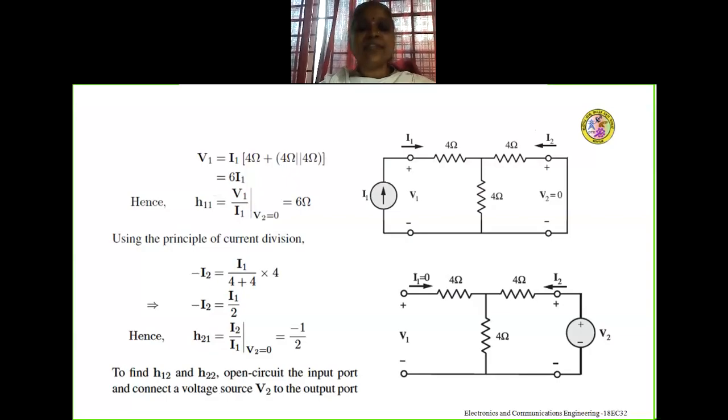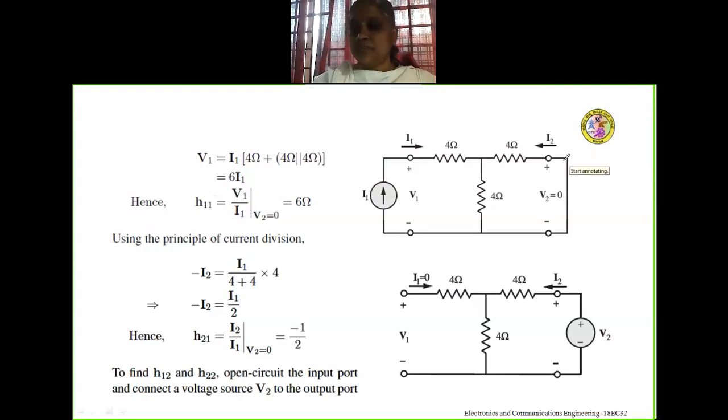So in here we need to short the output port, because here V2 is 0. We can see in the circuit diagram, I have made V2 to 0 and I have kept the rest 3 variables I1, V1, I2 as it is. And if you observe this circuit, when we short the output port, this 4 ohm resistor and this 4 ohm resistor come in parallel, and that equivalent resistor comes in parallel with this 4 ohm resistor.